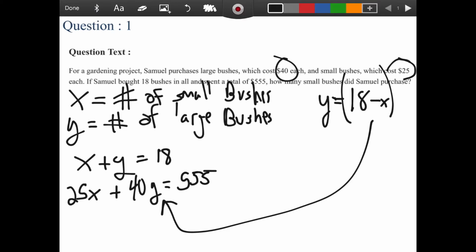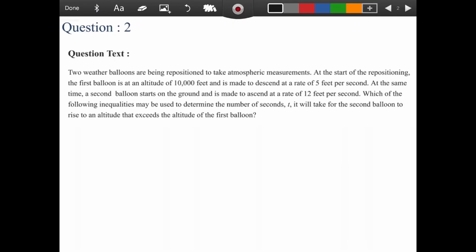Actually, now that I'm thinking about it, we do want to solve for Y initially because we want to get rid of Y. We only care about the number of small bushes, and I did say that X is the small bushes, so we should definitely solve for Y. I kind of got lucky there.